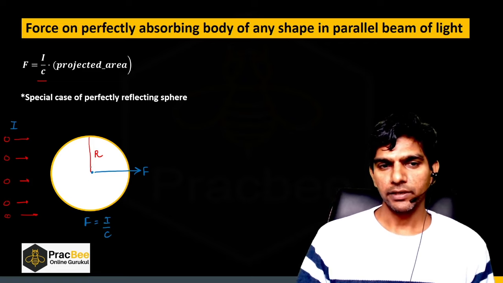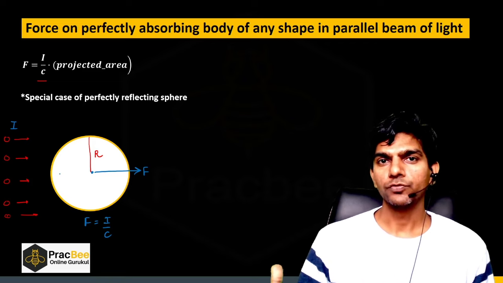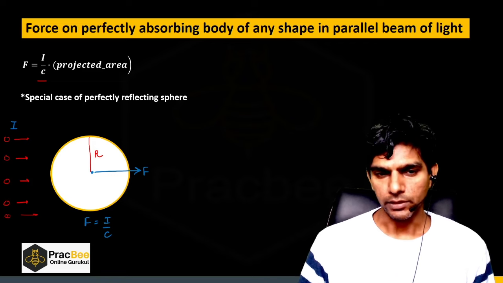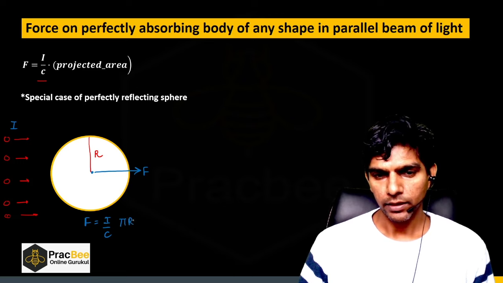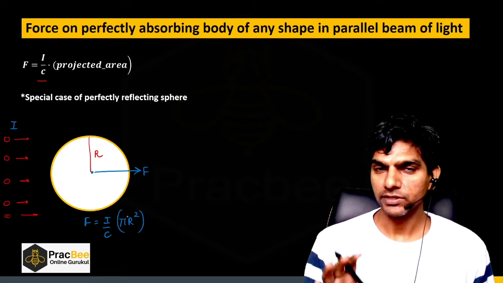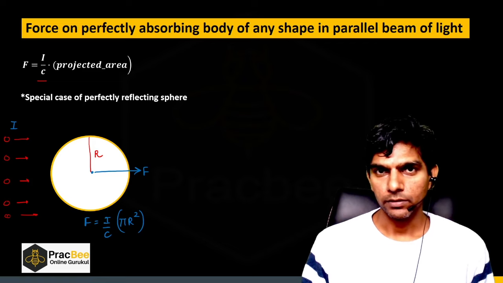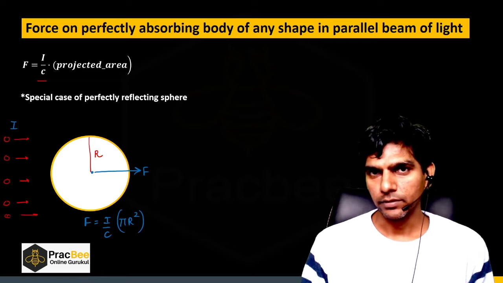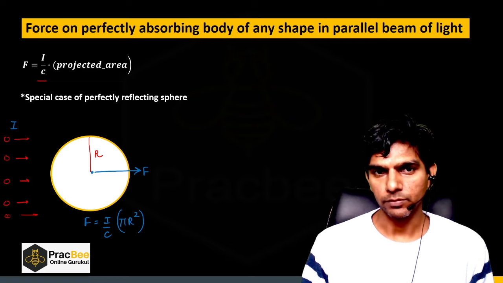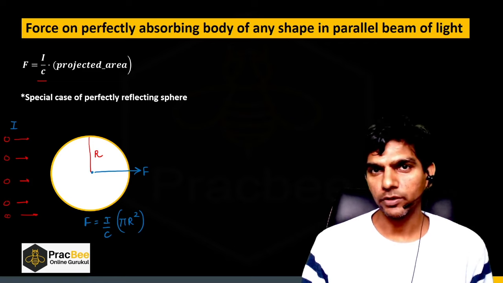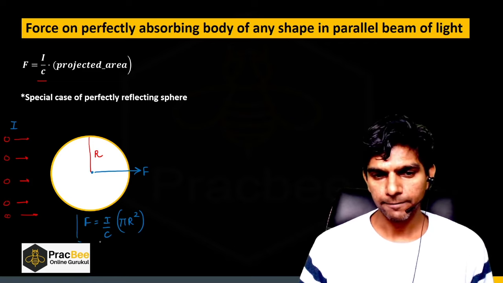So what is the projected area? Suppose the light is coming from here, if I want to form the shadow, it will be a circle. So it will be pi r square. So that is the projected area. So this is the force exerted by the parallel beam of light on this sphere. So even if this sphere is perfectly reflecting, the force will remain same. If it is partially reflecting, again the force will remain same. So do remember this formula, right?